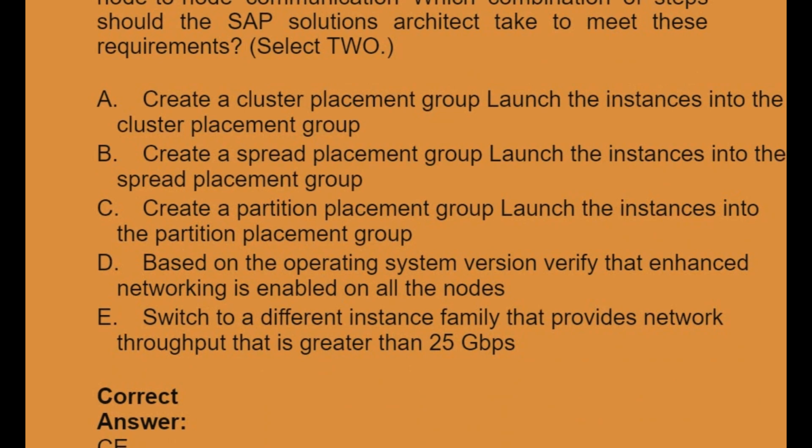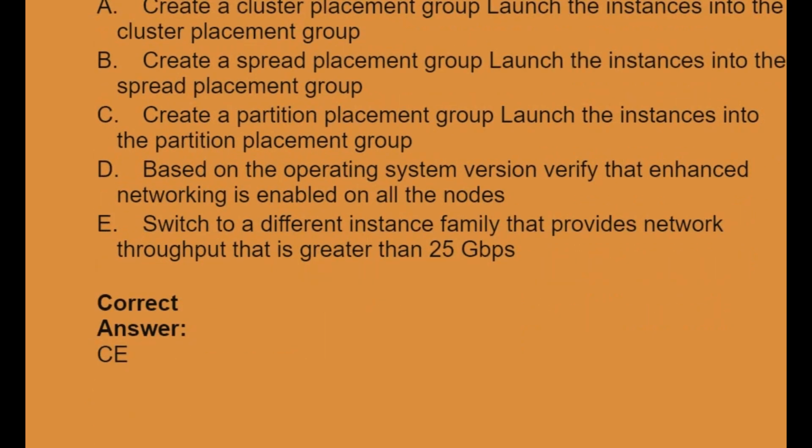Option C, create a partition placement group. Launch the instances into the partition placement group. Option D, based on the operating system version, verify that enhanced networking is enabled on all the nodes. Option E, switch to a different instance family that provides network throughput that is greater than 25 Gbps. Correct answer is option C and option E.